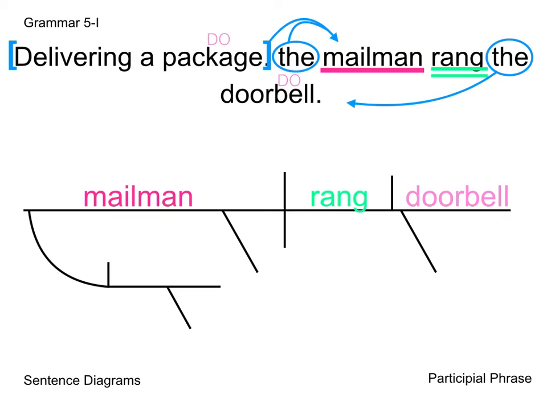We have delivering as our participle. Delivering has a direct object, which is package, and package is being modified by a. And then, of course, we have two articles, one describing the subject and one describing the direct object. Both of them are the. And here we have our sentence, "Delivering a package, the mailman rang the doorbell."